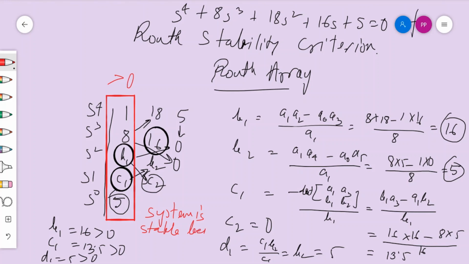So the system is stable by the Routh stability criterion. Similarly, we can find out the stability test and stability of different kinds of systems through their characteristic equation. Let me give you another problem on Routh stability criteria.